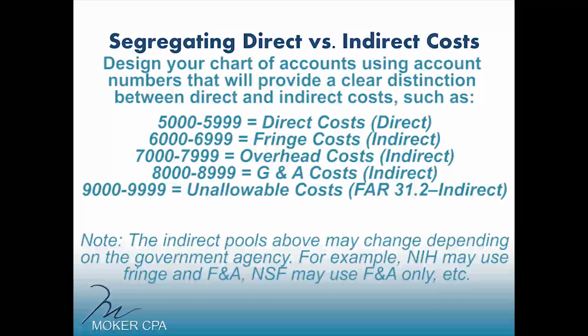Fringe, overhead, general and administrative, bid and proposal, independent research and development, and the FAR 31.2 unallowable costs are all indirect costs and never include a direct project.